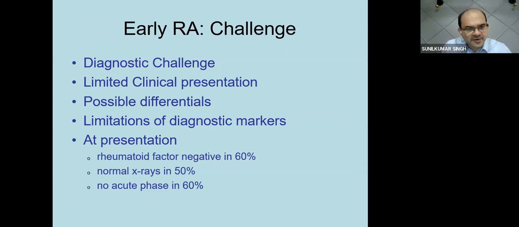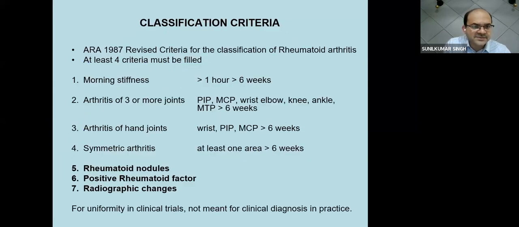So we all talk about making a diagnosis very early in RA, and although said easily, it's not something which can be done very easily because it still remains a little bit challenging, particularly when it comes with limited clinical presentations, and there are differentials to be kept in mind. And there are often limitations of the diagnostic markers because remember, in early presentation of the disease, rheumatoid factor and anti-CCP can be negative, X-rays can be normal, even your ESR and CRP can be normal. So we have read this in the past, the classification criteria.